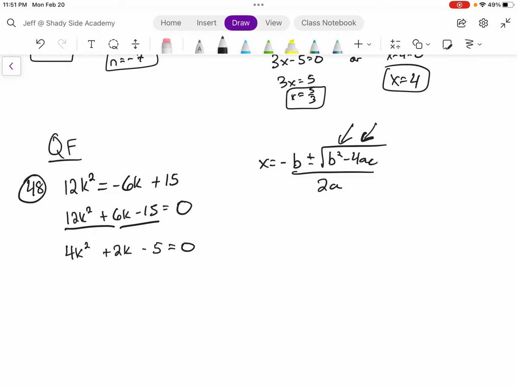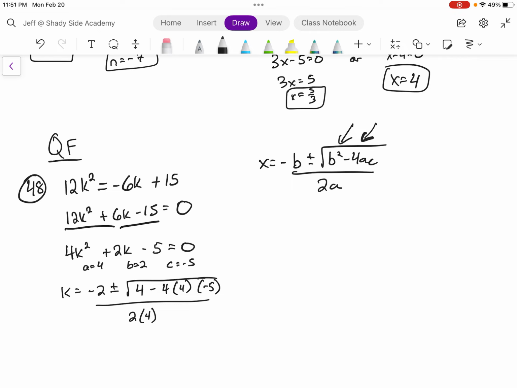Okay, so we're going to get k equals, right, so here we have a is 4, b is 2, and c is negative 5. So k equals negative b, so it's negative 2, plus or minus the square root of b squared, that's 4, minus 4a, that's 4 times c, negative 5, all over 2 times 4.